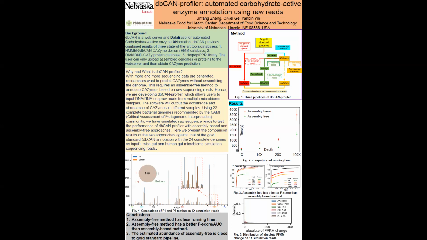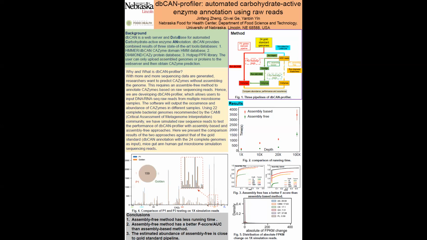The distribution of the CAZyme families shows the assembly-free results are close to the pipeline 3 results, except for some cases, such as CAZyme families from GT and CBM. We then show the distribution of absolute abundance change in Figure 4. As shown there, most of the assembly-free absolute changes are equal to 0, indicating the same result as Figure 4.